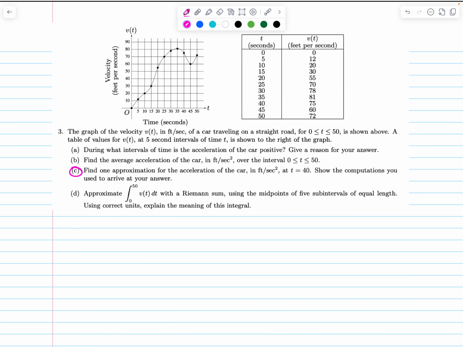Find one approximation for the acceleration of the car in feet per second squared at t equals 40. Okay, at t equals 40, this is your hint. That is at an instant. So they want instantaneous, which means derivative. Now, they don't give us anything to derive, though. There's no equation here. So we're still going to have to approximate.